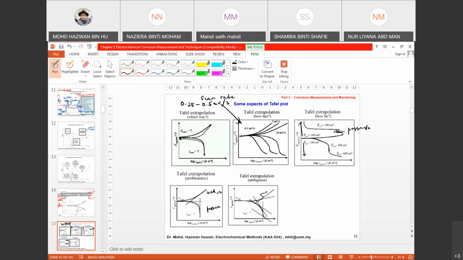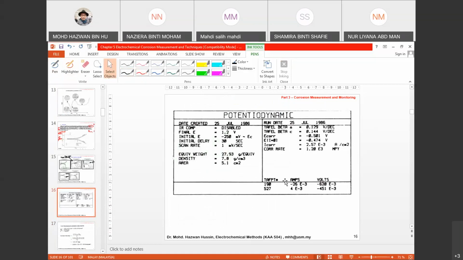You have a cathodic active, and then you have a limited current density for the cathodic reaction. And then you have ambiguous. This is more or less a combination of passive effect, scanning rate effect, and other things in your Tafel plot. So there will be a different variation, but the shape is still the same. You have a Y-shaped plot. And these are examples of results you will get from potentiodynamic polarization measurement.